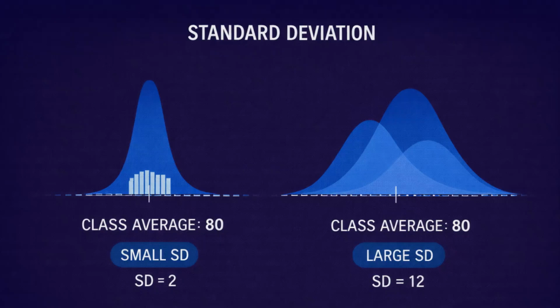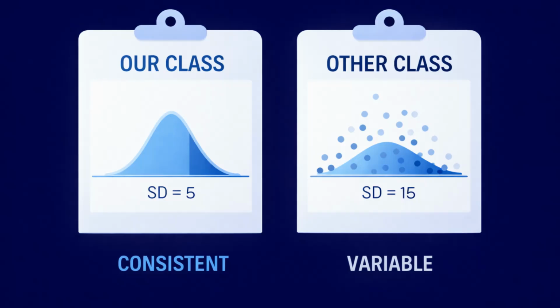For example, two classes might both have an average exam score of 80. If one class has a standard deviation of 2, most students scored close to 80. If the other class has a standard deviation of 15, scores vary widely. Standard deviation helps describe consistency, not just performance.